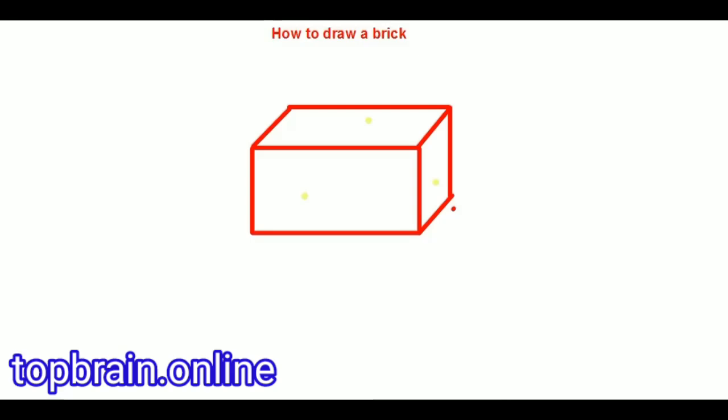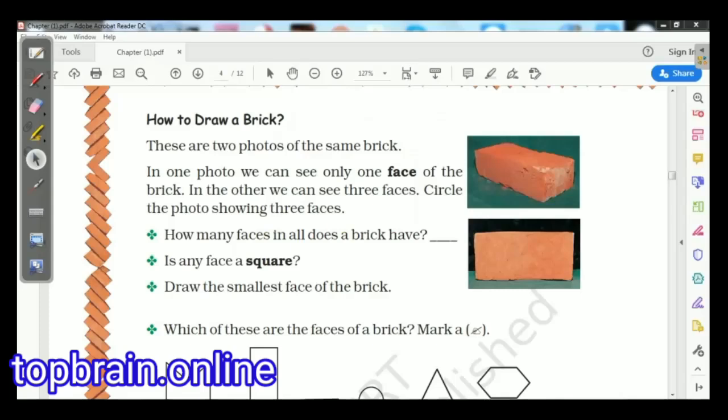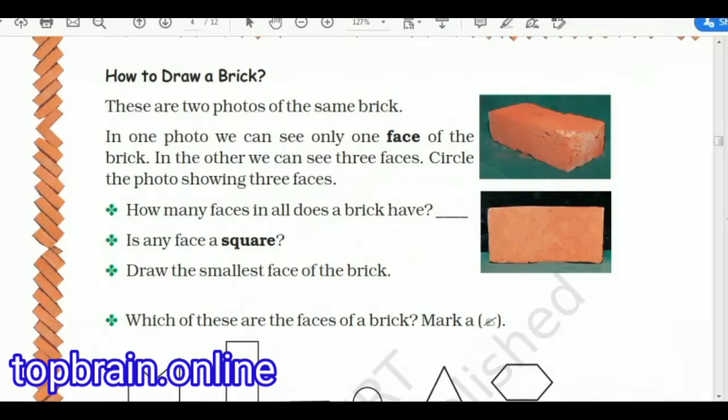Now come to the textbook. Here see a picture of a brick. The question is, circle the brick showing its 3 faces. How many faces in all does a brick have? As we know, a brick has 6 faces. Is any face a square? No. Draw the smallest face of the brick. So draw the smallest face of the brick by yourself. I think this is the smallest face of the brick.